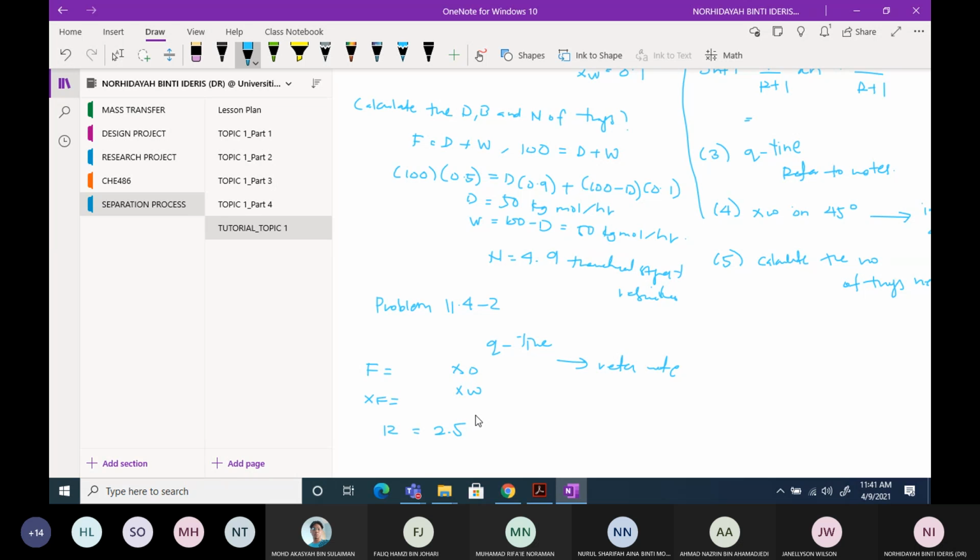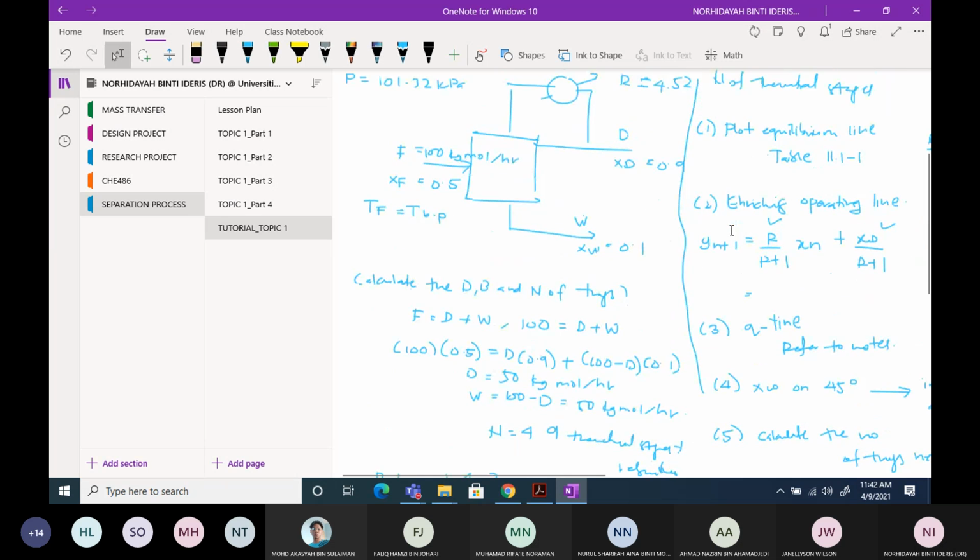Calculate the same things: D, W and the number of stages. The equilibrium data is given just after the question. You can see the values of X and Y are given. So you just repeat the same thing: plot the equilibrium line and everything.